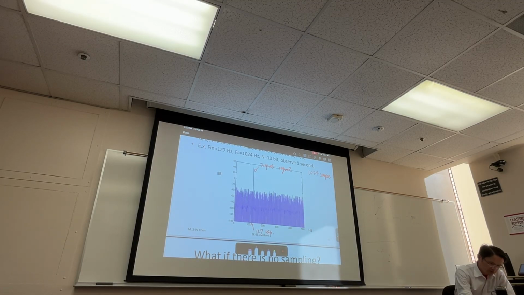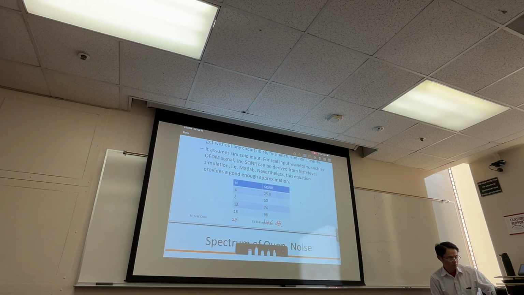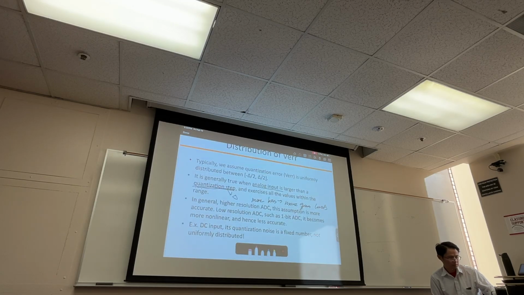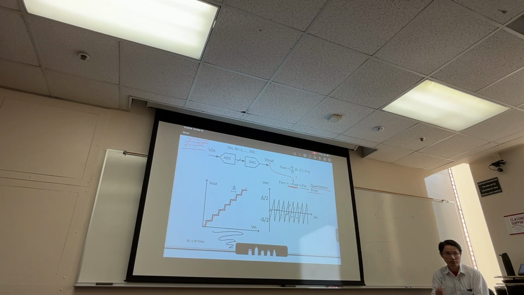What's the definition of white noise? Just flat over the spectrum. Flat, and in time, is there correlation? From sample to sample, is there any correlation? No. So they are independent. Is it true? We talk about this V error. Do you believe from sample to sample the V errors are dependent or uncorrelated?